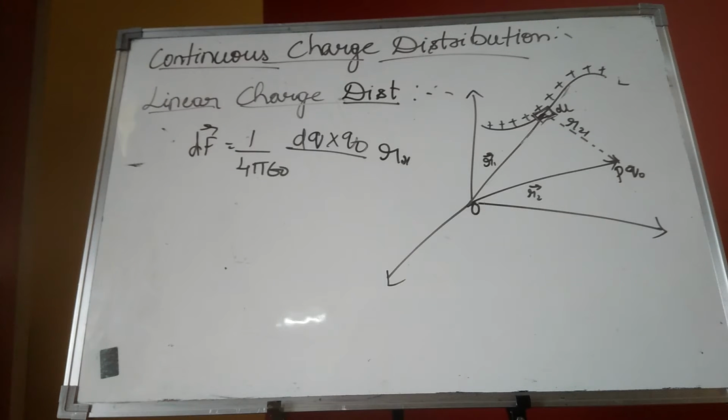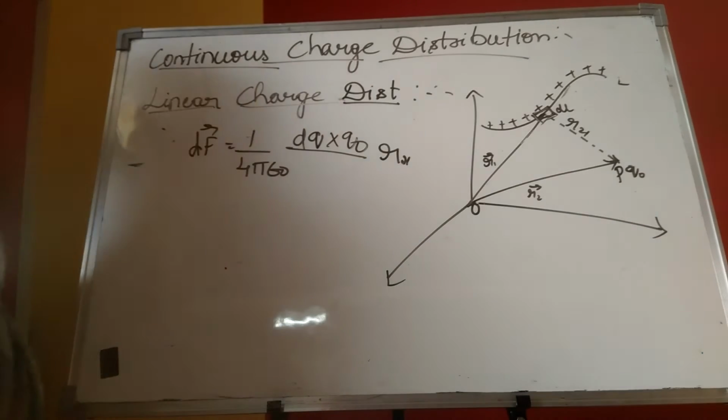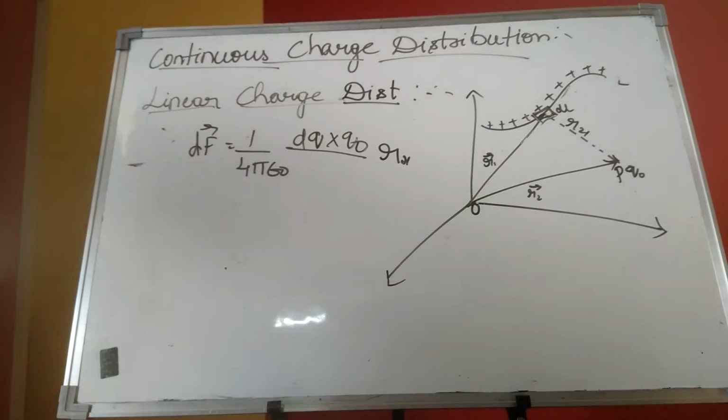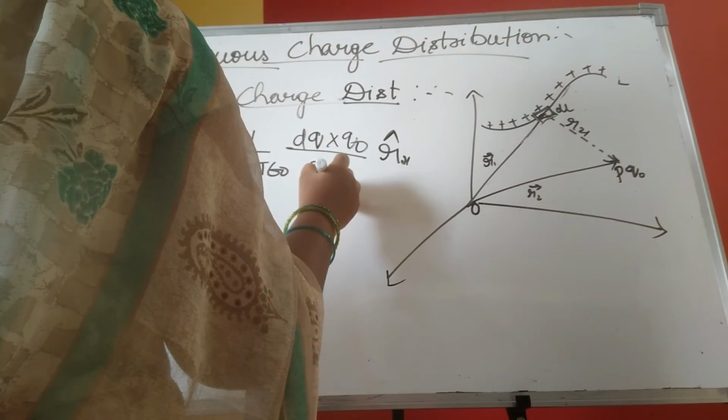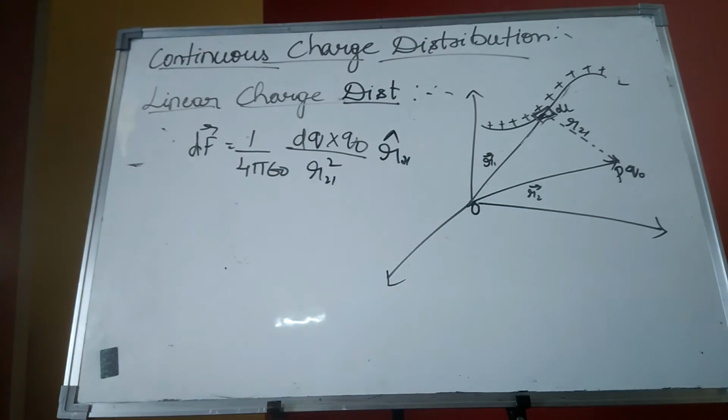The force on charge q naught due to dq: we can write the expression with r21 cap over r21 square, correct? If it was the vector r21, it would have become r21 cube, but here I have considered a unit vector, so vector dF is equal to 1 by 4 pi epsilon naught dq q naught divided by r21 square into r21 cap.